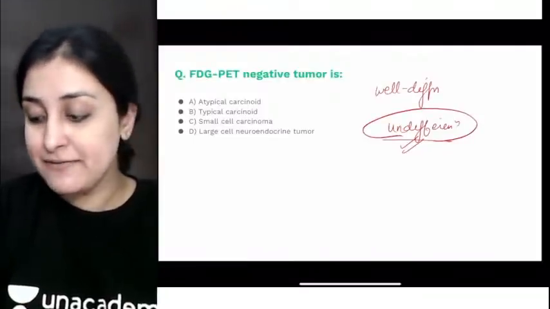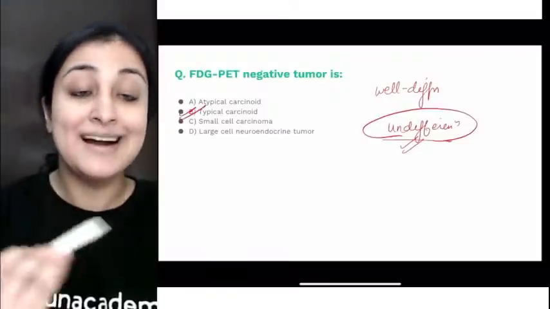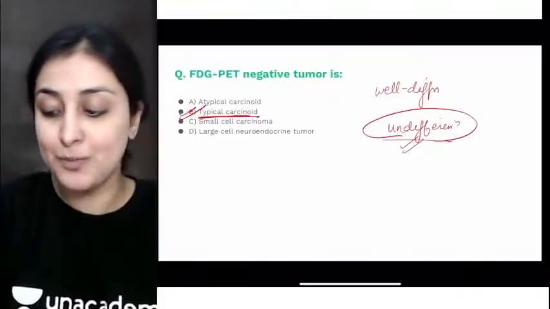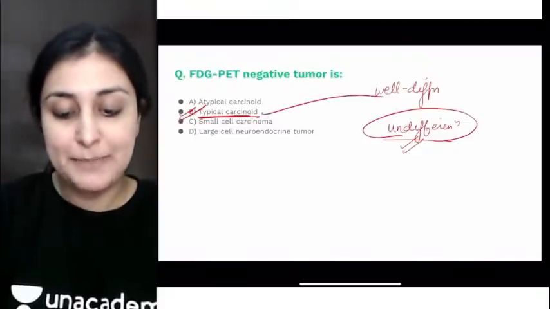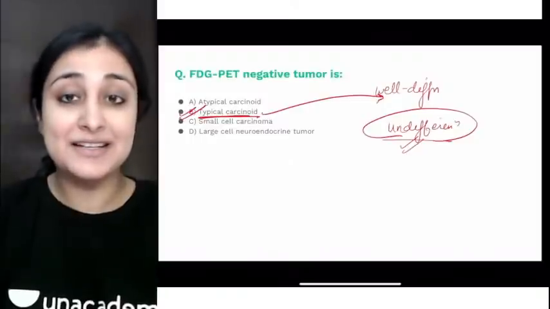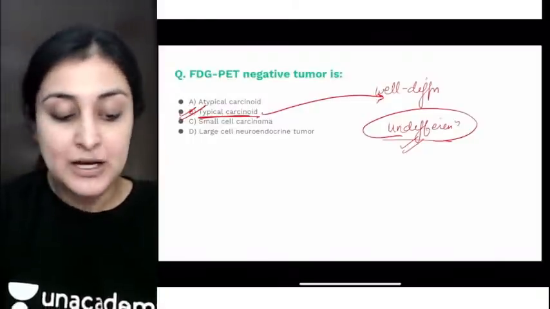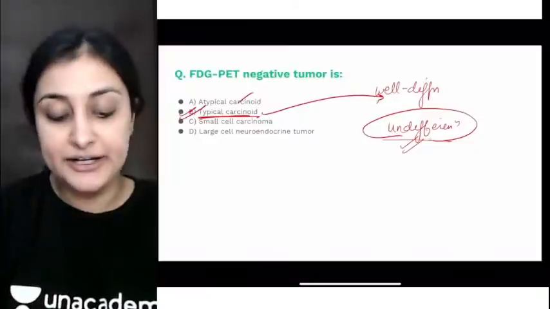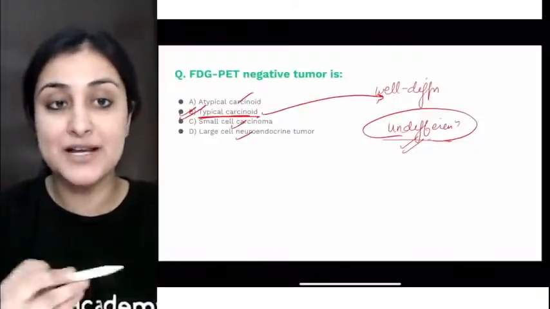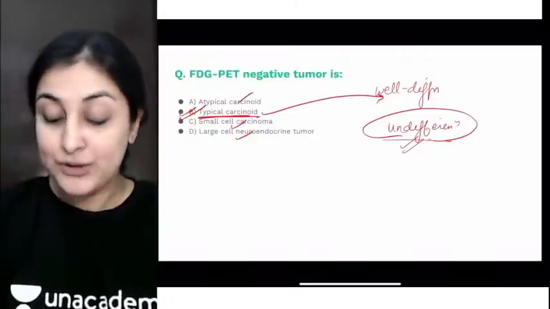So इनमें से सबसे well differentiated कौन है? Yes, most of you giving me the correct answer. Typical carcinoid, right? It is very well differentiated. It's going to have somatostatin receptors. उसके पास malignant cells उतने सारा नहीं है, undifferentiated, right? So this is going to be FDG PET negative. Atypical carcinoid, starting to be undifferentiated. Small cell, large cell carcinomas are again carcinomas, higher degree of undifferentiation. Okay guys, is this clear?